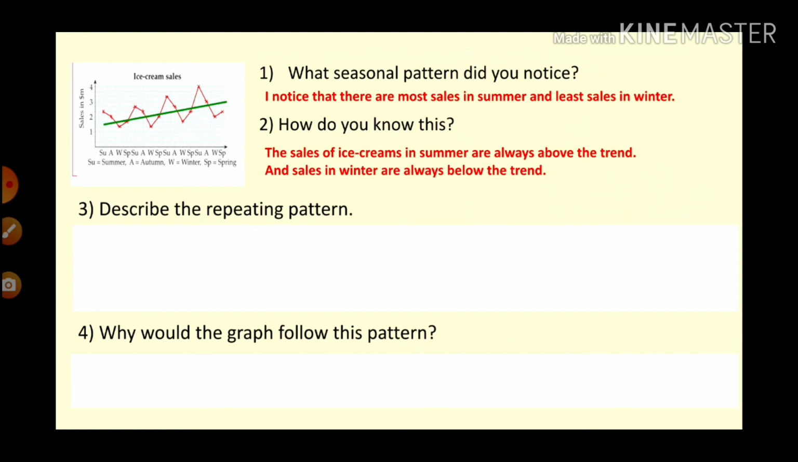Next, describe the repeating pattern. What sort of pattern do you see? Every summer, we had a peak, the most sales in the year. What was the second highest? Yeah, it was autumn. And then it had a major fall down to winter, reaching the minimum sales over here. And in spring, it starts to recover and rapidly increases back in summer.